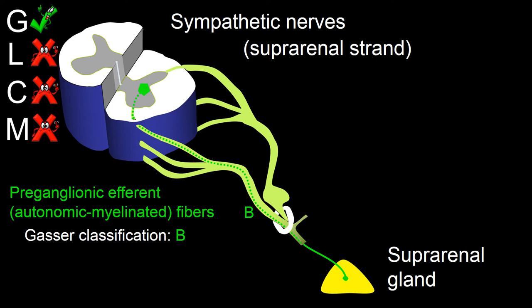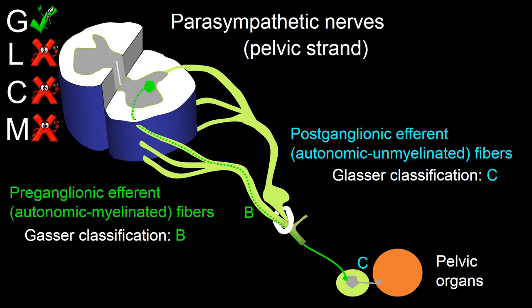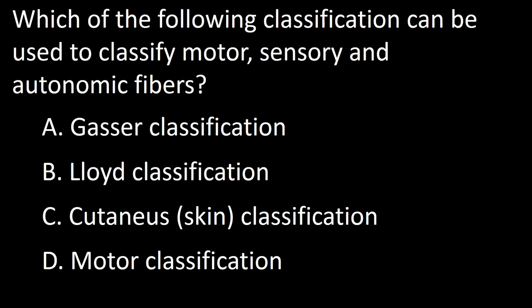Preganglionic sympathetic fibers housed in the lateral horns can also travel with the peripheral nerves to innervate the suprarenal gland. They can only be classified using the Gasser classification. Parasympathetic motor fibers for the pelvic organs, whose fibers travel with the peripheral nerves to the ganglia close to the pelvic organs, can also only be classified using the Gasser classification. So the answer to this question is A.